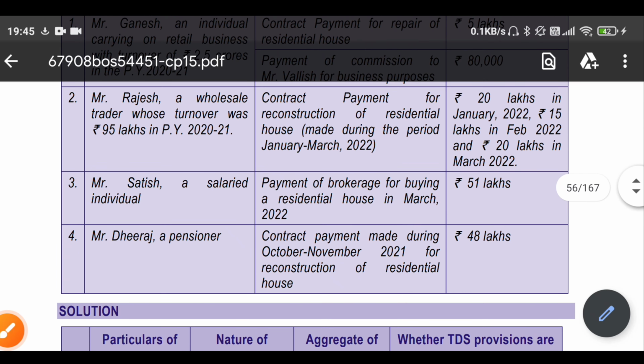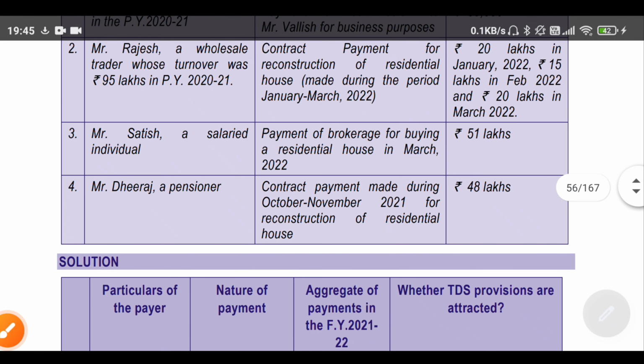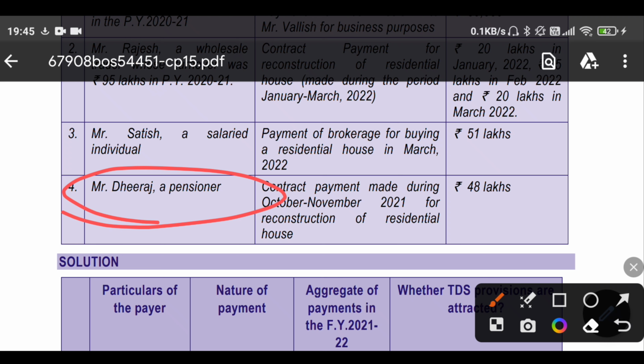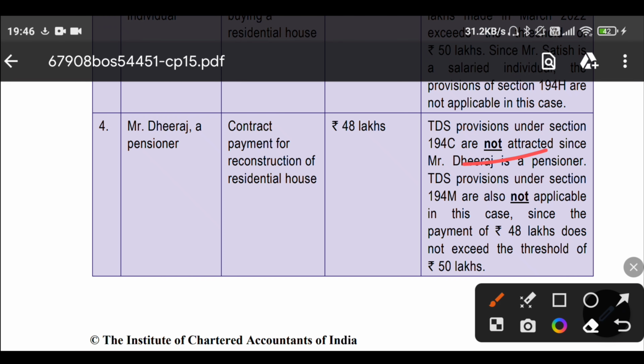And the last is Mr. Dheeraj, a pensioner. Contract payment made during October to November of a residential house is 48 lakh, which is less than 50 lakh, right, because in section 194M no TDS if amount is up to 50 lakh. So amount is up to 50 lakh, that is 48 lakh, so no TDS is required to be deducted. And he is also not covered in 194C and J because he is a pensioner, there is no business or turnover kind of thing, right. So in fourth case TDS is not required to be deducted.